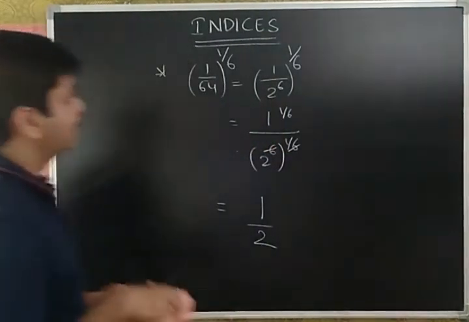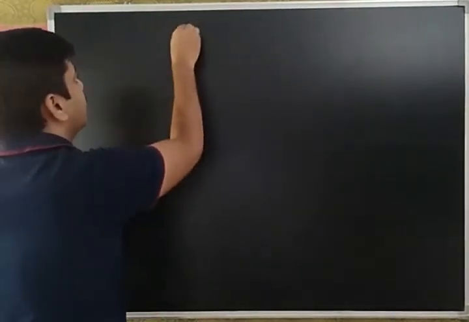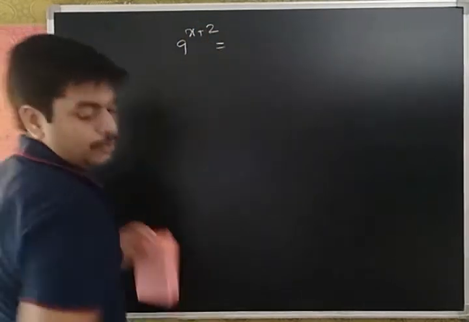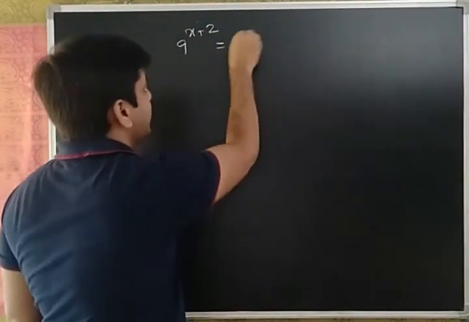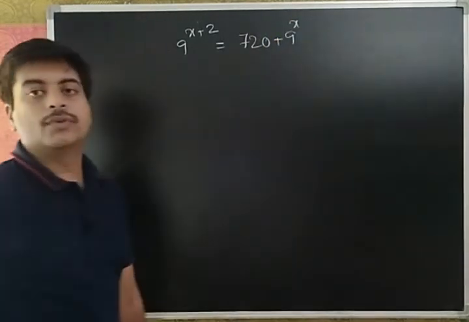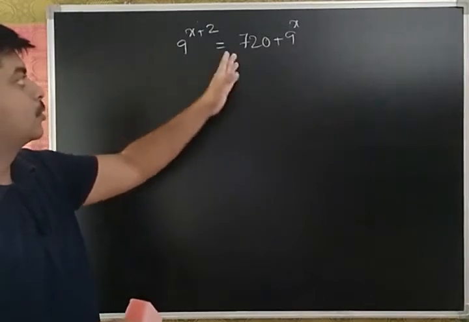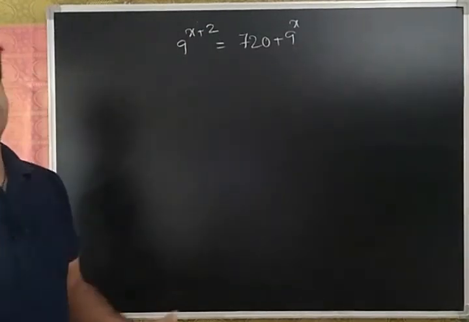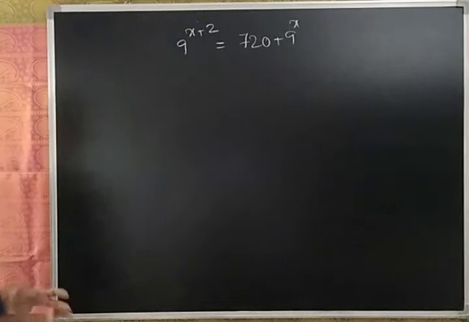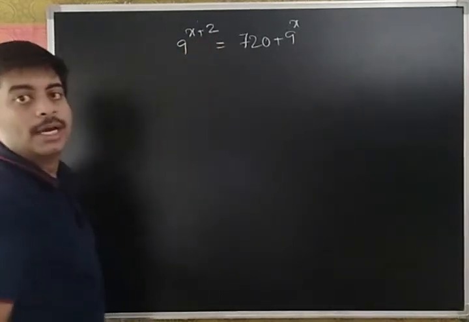See, 9 power x plus 2 is equal to 720 plus 9 power x. So we need to find x. The question is solve x if 9 power x plus 2 is equal to 720 plus 9 power x. So what we can do here? It is 9 power x into 9 square.